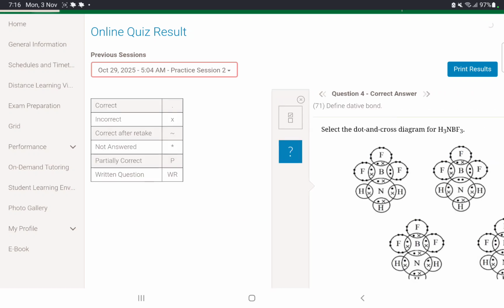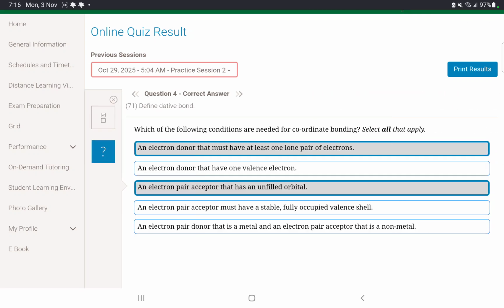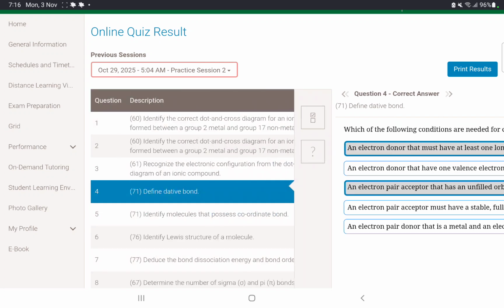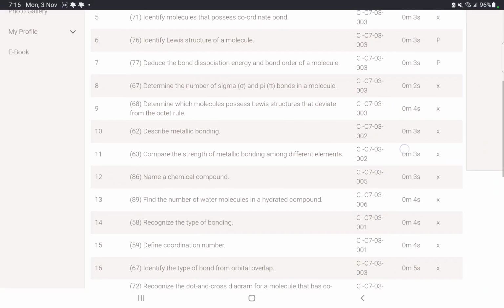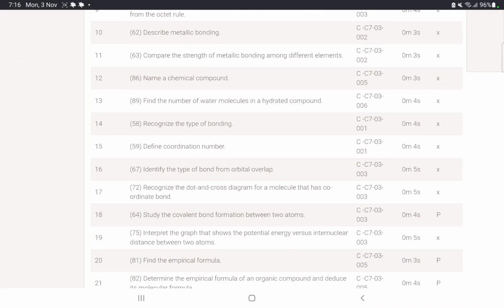Define dative bond here. Okay, an electron donor that must have at least one lone pair of electrons, an electron donor that has at least one lone pair of electrons. B is an electron donor that has one lone pair of electrons, and an electron pair acceptor that has an unfilled orbital. Electron pair acceptor that has an unfilled orbital. What do they mean by that? Okay, so forget everything that I've said. Okay, forget everything that I told you.